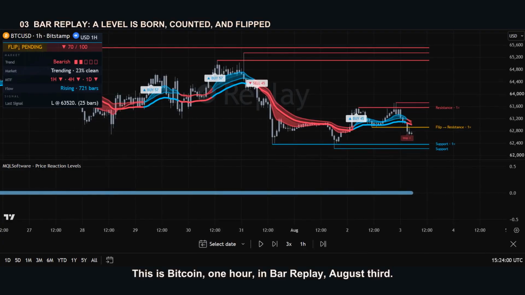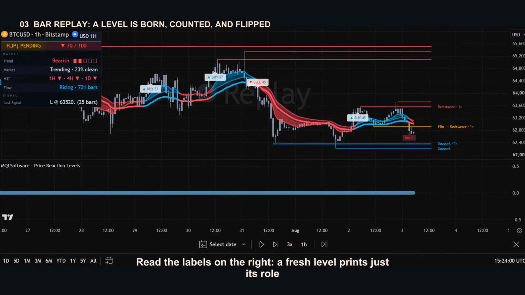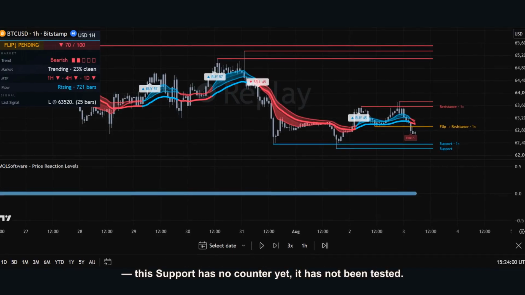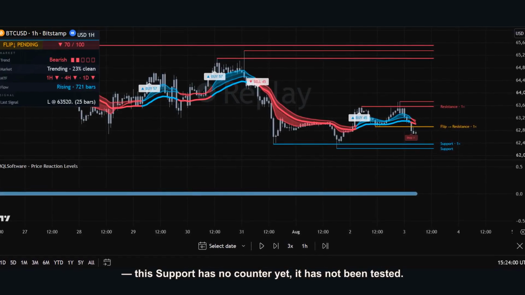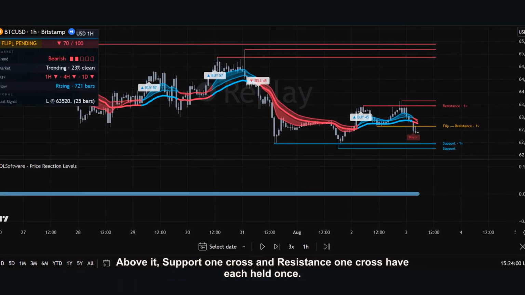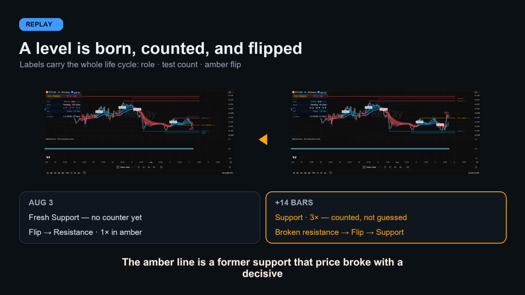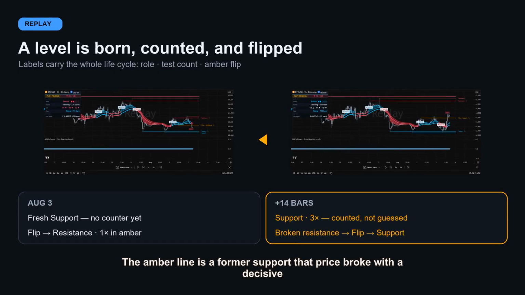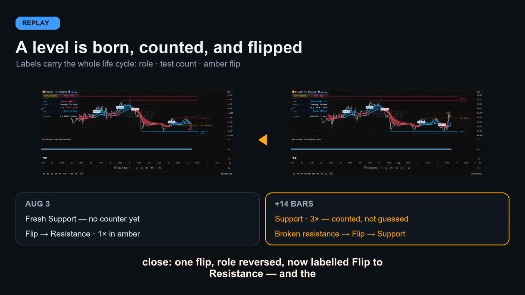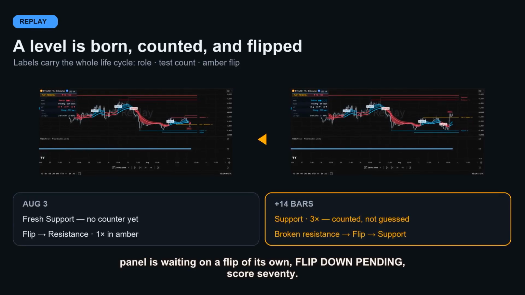This is Bitcoin, 1 hour, in bar replay, August 3rd. Read the labels on the right. A fresh level prints just its role. This support has no counter yet. It has not been tested. Above it, support 1 cross and resistance 1 cross have each held once. The amber line is a former support that price broke with a decisive close. 1 flip, role reversed, now labeled flip to resistance. And the panel is waiting on a flip of its own, flip down pending, score 70.